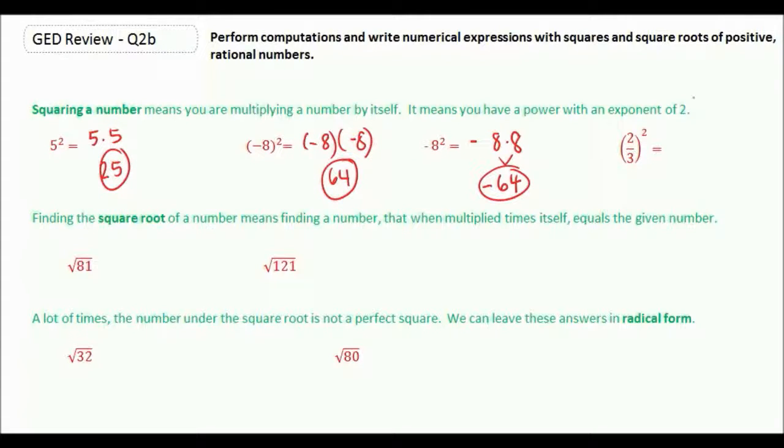And then 2/3 squared would be 2/3 times 2/3. Multiply our numerators, multiply our denominators, and we get 4/9.